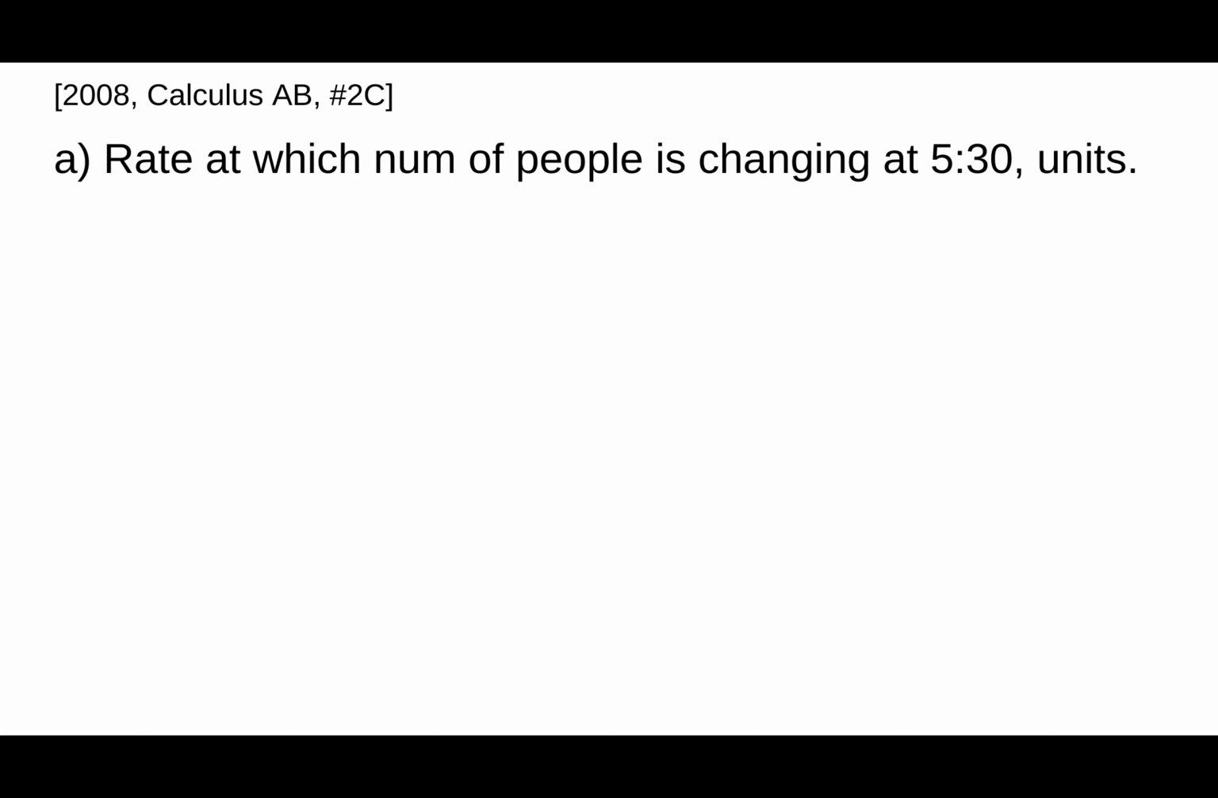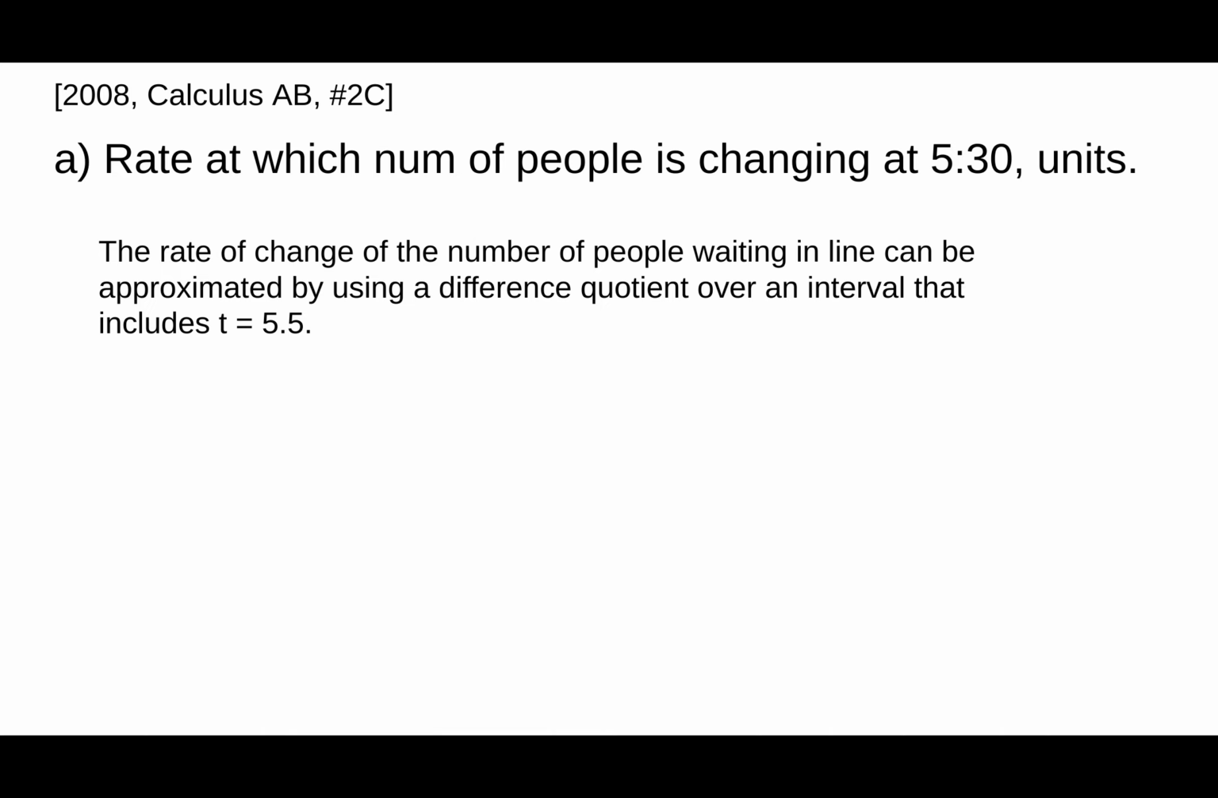In part A, we are asked to determine the rate at which the number of people in line is changing at 5:30, and to provide the units. So the rate of change of the number of people waiting in this line can be approximated by using a difference quotient over an interval that includes t equals 5.5. Now you'll notice if you look at the table, the link is provided below, that 5.5 is not one of the values of t in the table. So we want to make sure we use a difference quotient to approximate the rate of change using an interval that includes t equals 5.5.